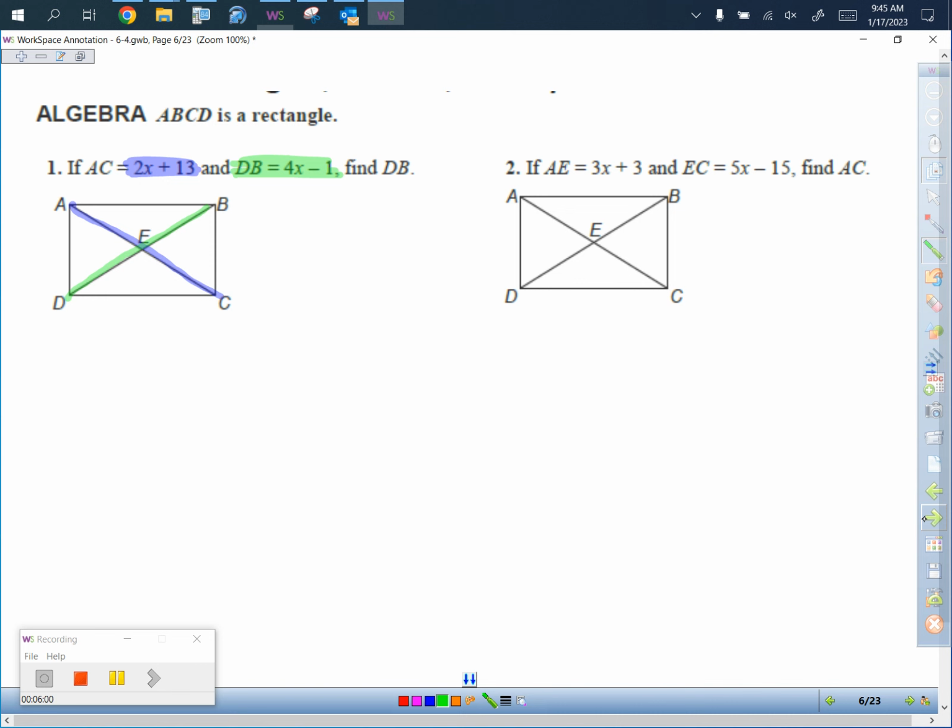That they are equal to each other, right? So it's true that they bisect each other. I don't care about any pieces. I care about this. So let's take the blue one of 2x plus 13, and since it's the same as the green one, how about we set it the same? Aren't the diagonals of a rectangle equal to each other? Please solve for x.